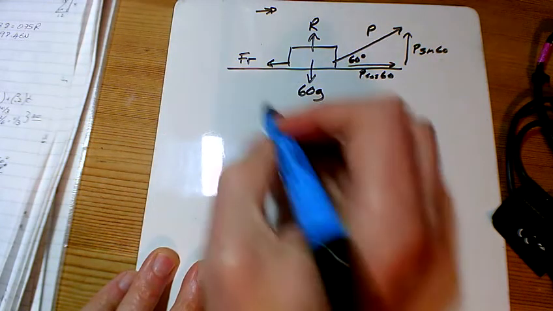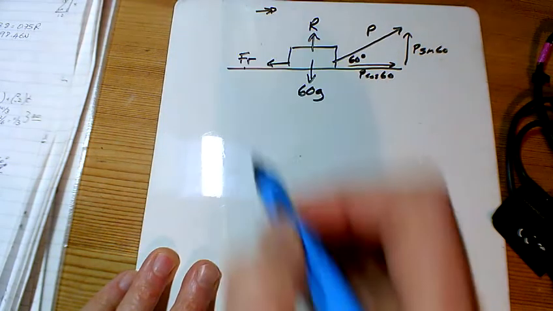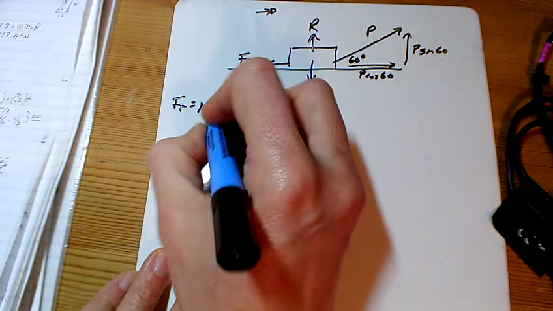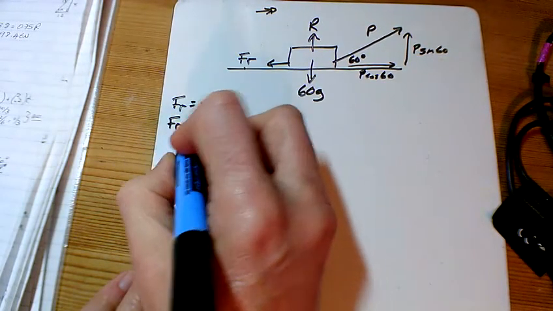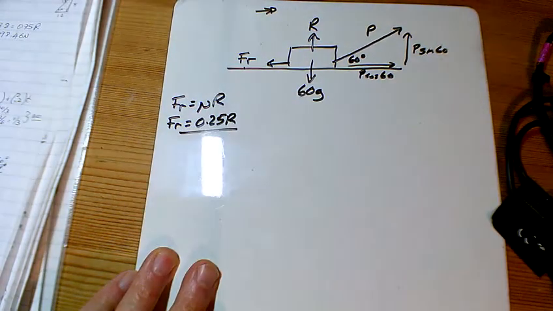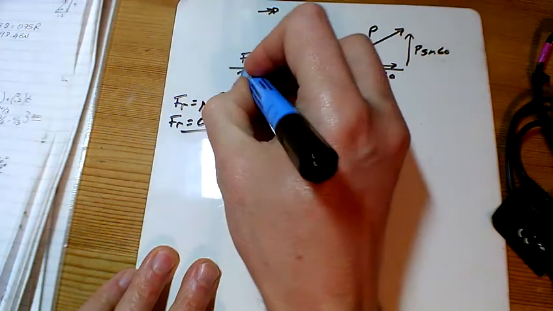Tell you the other thing we know. We've been told that the coefficient of friction is 0.25. So friction equals mu times R, and we know that mu is 0.25, so friction is 0.25R. That might be helpful as we work on.